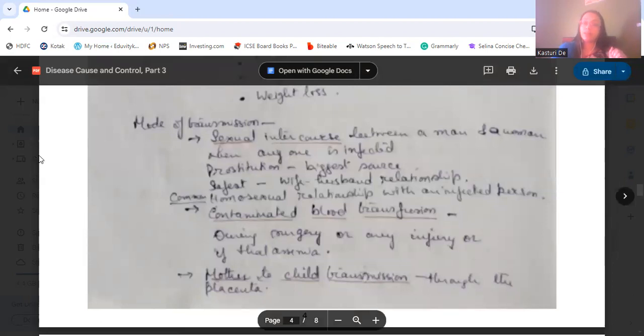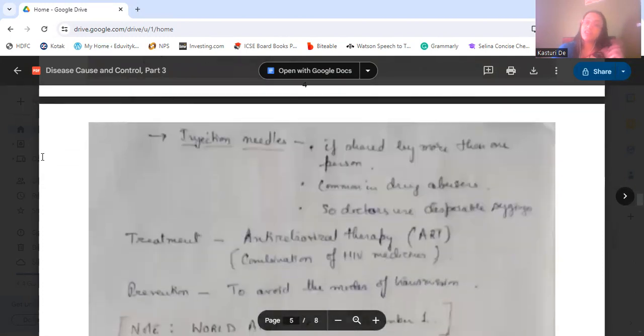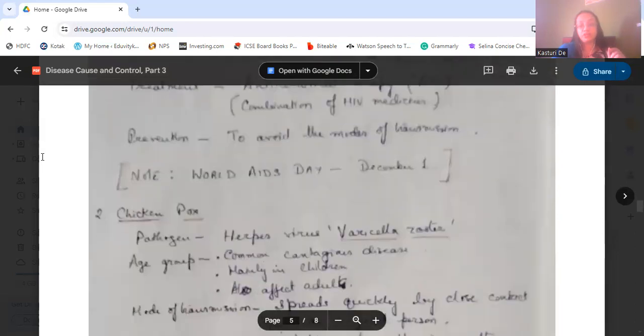If the mother gets this disease, the doctor should give certain medicines, or the pregnancy has to be terminated if the person wants to avoid HIV transmission. Injection needles should not be shared; we should use disposable syringes. Then World AIDS Day is celebrated on December 1st every year.